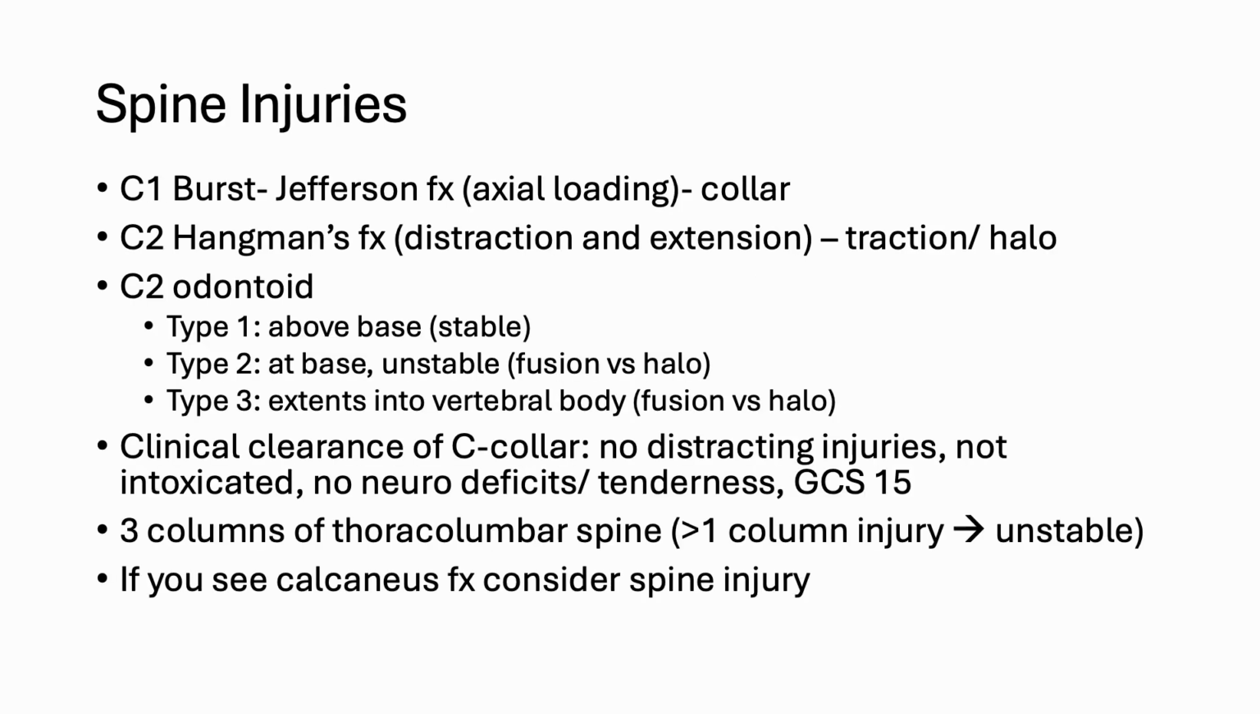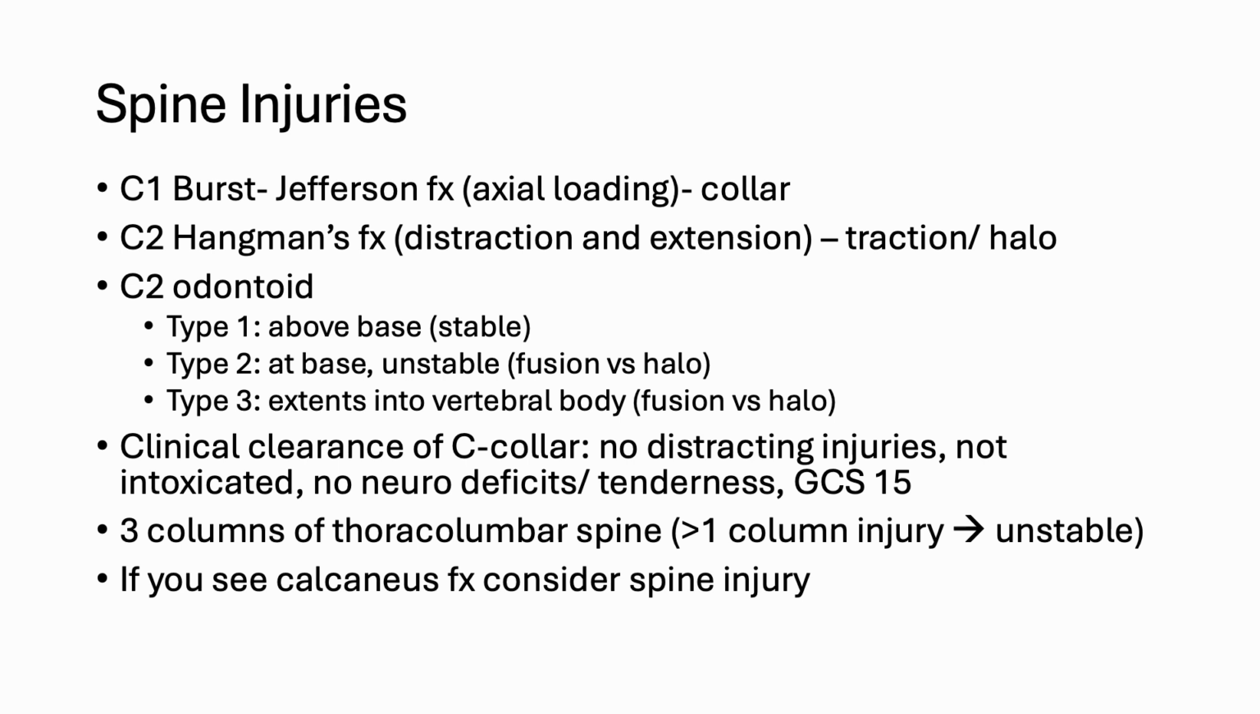Next, I want to talk about spine injuries, some notable ones with different names. A C1 burst fracture is called a Jefferson fracture, caused by an axial loading injury. Treatment for this is going to be a C-collar. A C2 hangman's fracture is caused by distraction and extension. And then treatment for this is usually traction or a halo.